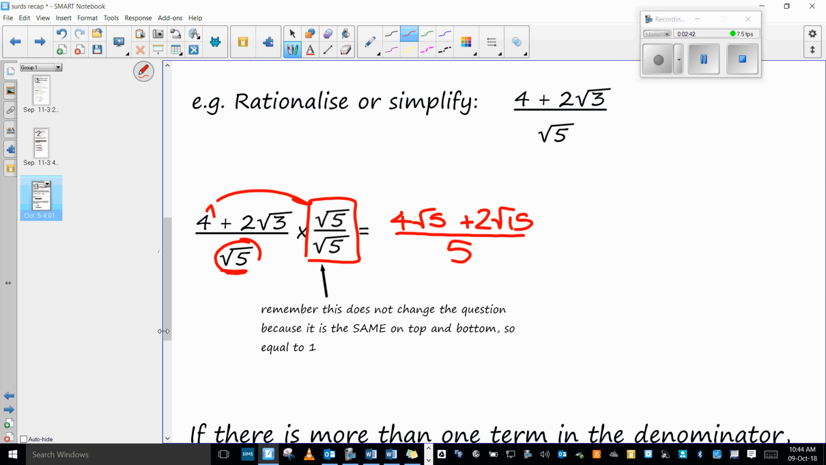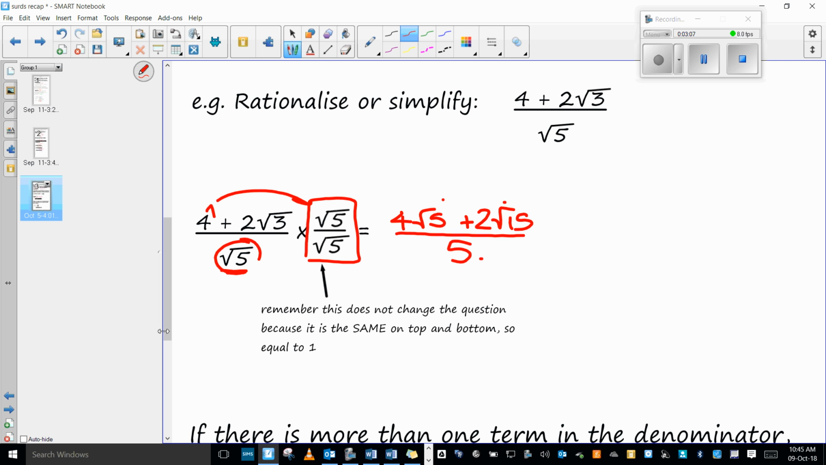Now, if you are able to do anything to these 2 things, to join them together, then go ahead and do that. This one particularly we can't. So that's that question finished. So you might look at it and go, well, that's no simpler, but it is rationalized because we no longer have the square root on the bottom. Okay? That's all you're expected to do.